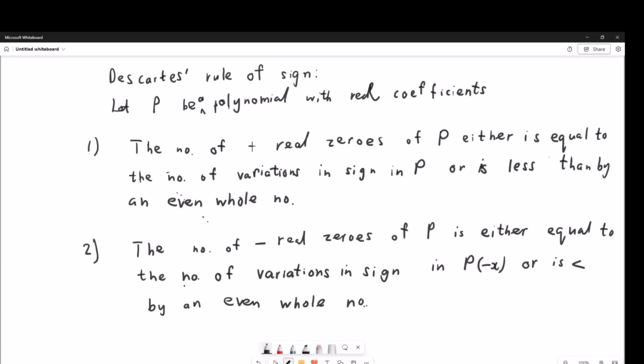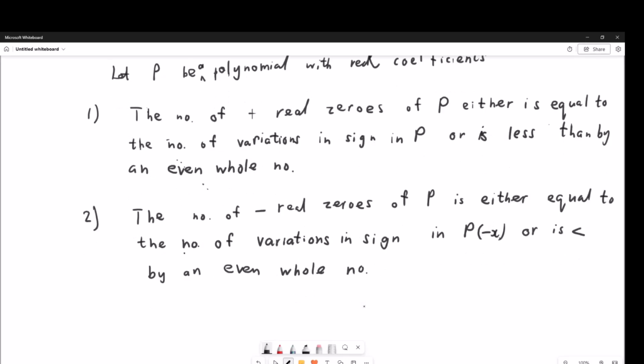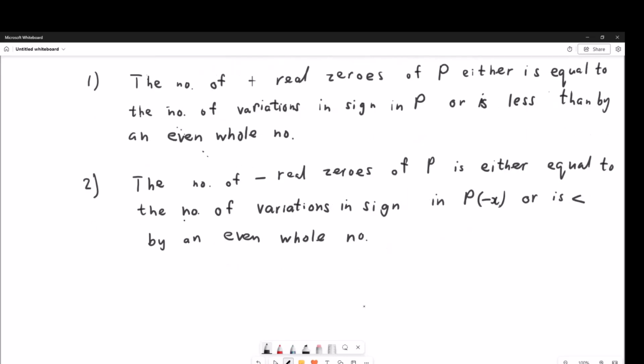And then the number of negative real zeros of P. So you have positive zeros, but you have negative zeros also, so -2, -4.6, whatever, it's a real number. So the number of negative real zeros of P is either equal to the number of variations in sign in P of minus x, right? Or is less than that by an even whole number, okay? So we'll come to a specific case now and use it.